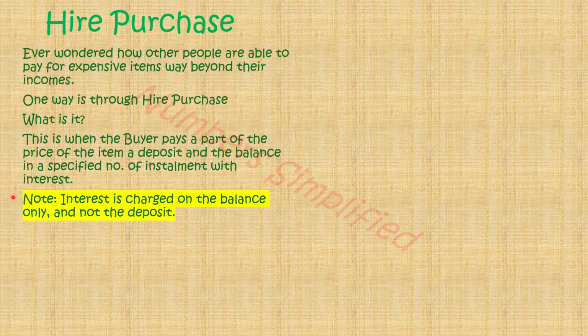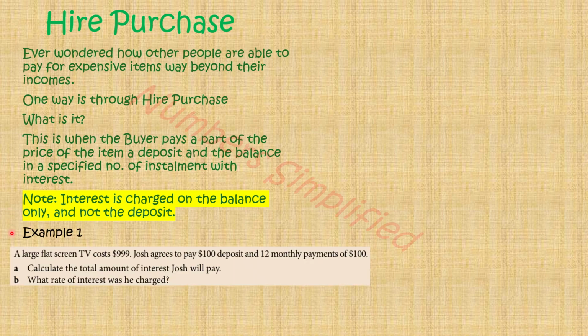With that information, let us have a look at example 1. A large flat screen TV costs $999, and Josh agrees to pay $100 deposit and 12 monthly installments of $100. A. Calculate the total amount of interest Josh will pay. And of course, the solution.